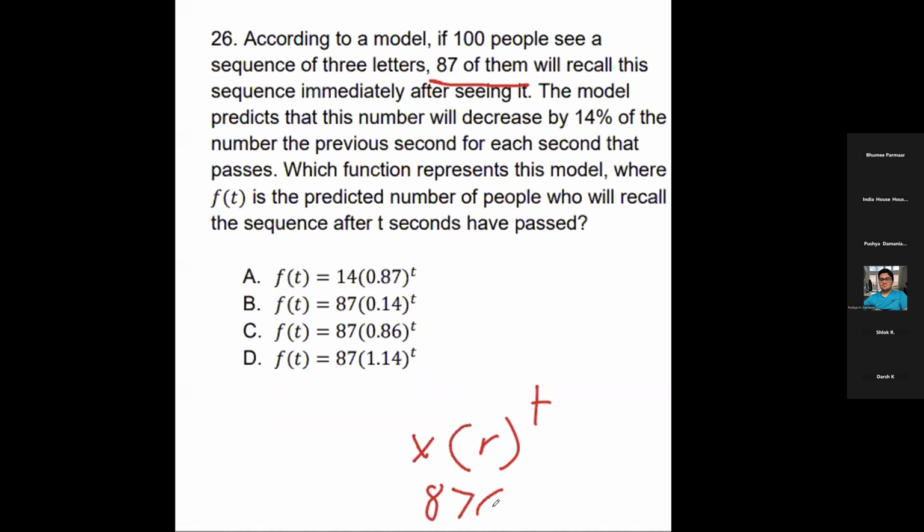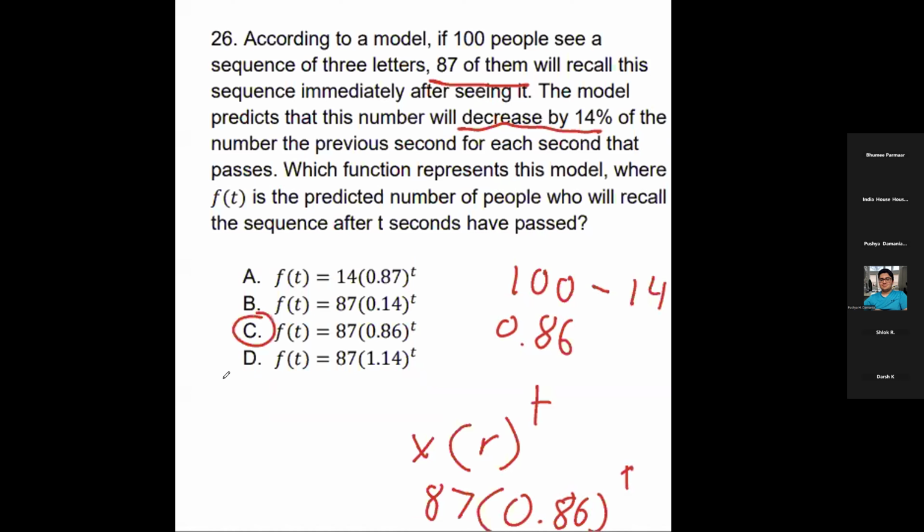So 87. The ratio is decreased by 14%. So we have 100% minus 14%. If this was something like increased by 14%, then we'd do plus. So 100% minus 14% is 86%, which is the same thing as 0.86. So 0.86 is our ratio, and we still have time. So 87 times 0.86 to the power of time is answer choice C.